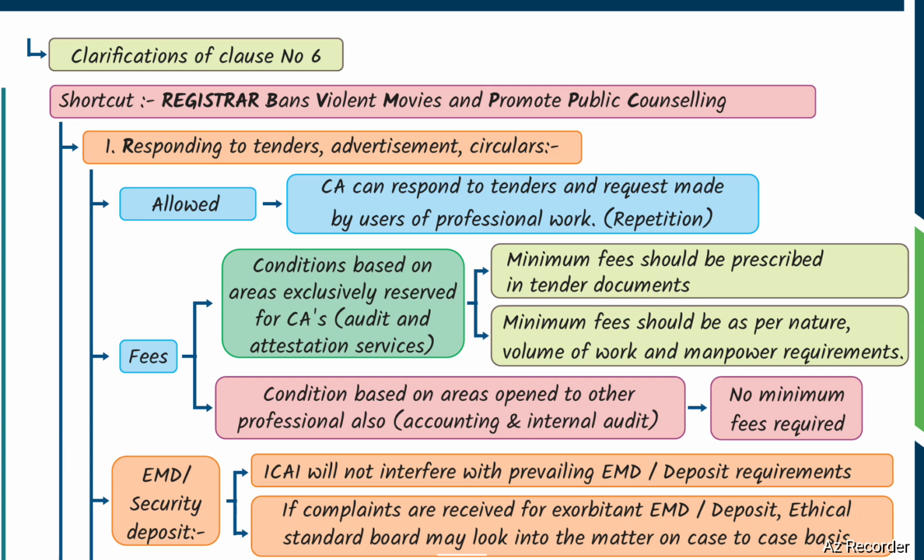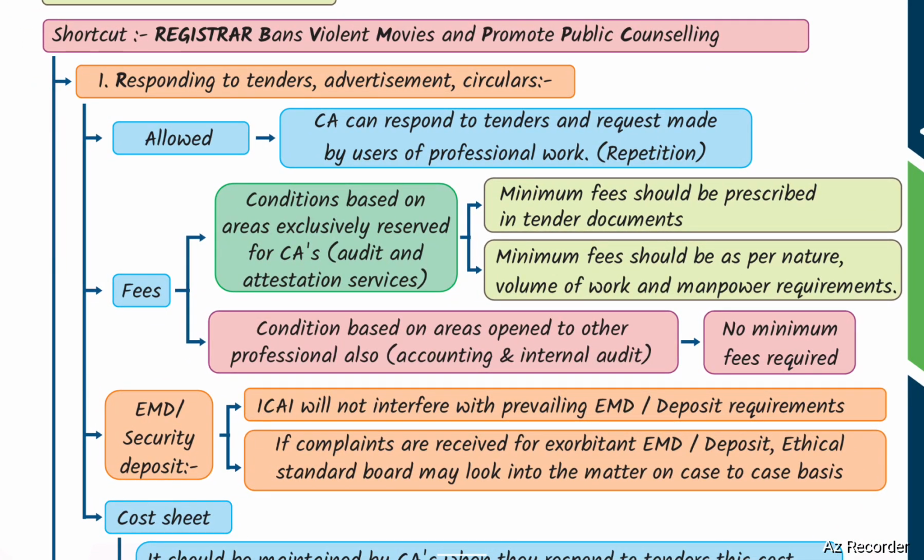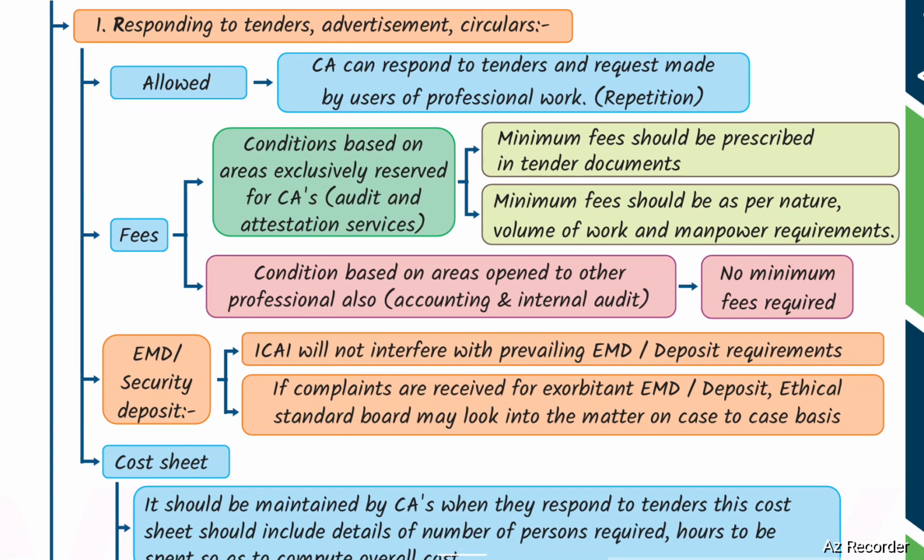First one, responding to tenders, advertisements, circulars. CA can respond to tenders and requests made by users of professional work. Fees, condition based on areas exclusively reserved for CAs, audit and attestation services. Minimum fees should be prescribed in tender documents. Minimum fees should be as per nature, work, volume of work, and manpower requirements.